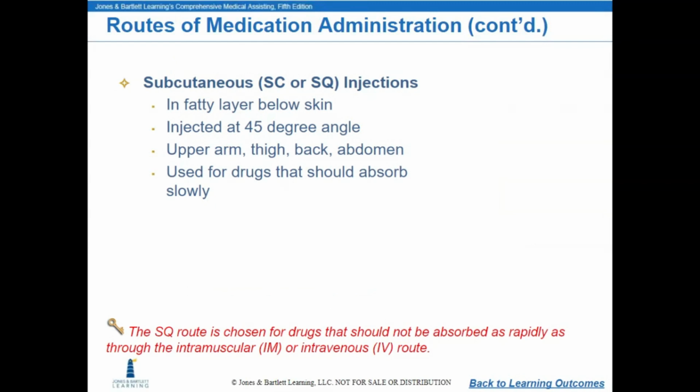All right, so subcutaneous. Subcutaneous is given in the fatty layer, in the adipose tissue, below the skin, at a 45-degree angle. Remember we said the exception is insulin, which is given at a 90-degree angle. Subcutaneous can be given in the upper arm, the thigh, the back, or the abdomen. It's used for drugs that should absorb slowly.